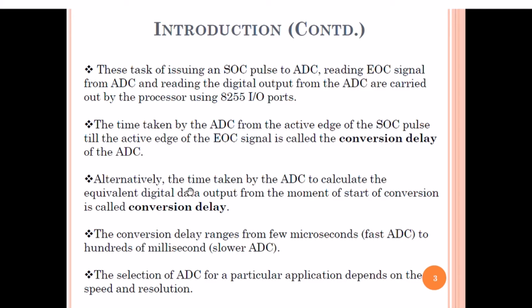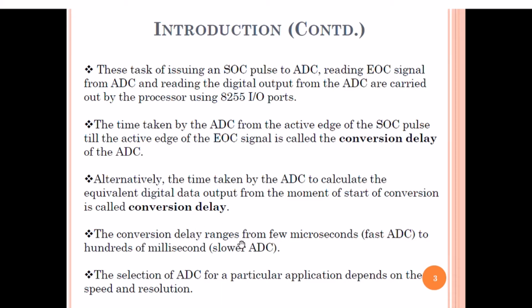Alternatively, we can say the time taken by ADC to calculate the equivalent digital output from the moment of start of conversion is known as conversion delay. So converting analog signal to digital data, the start is marked by the SOC pulse and the end is marked by the EOC pulse. The time difference between these two to convert the analog signal to digital data is known as conversion delay.